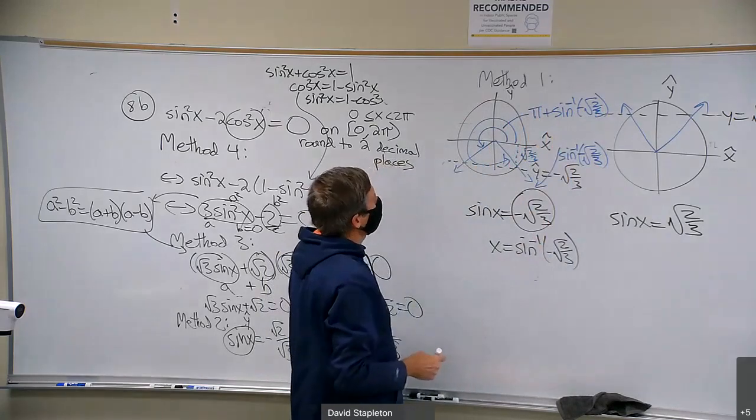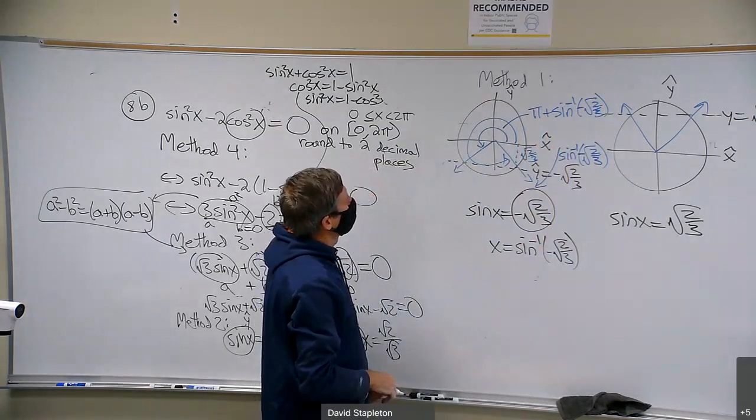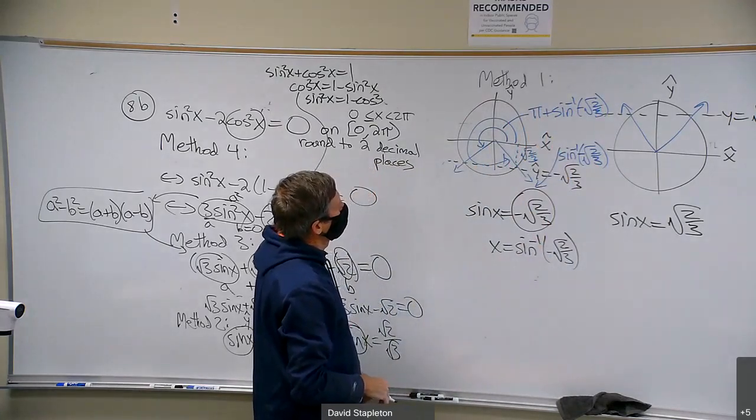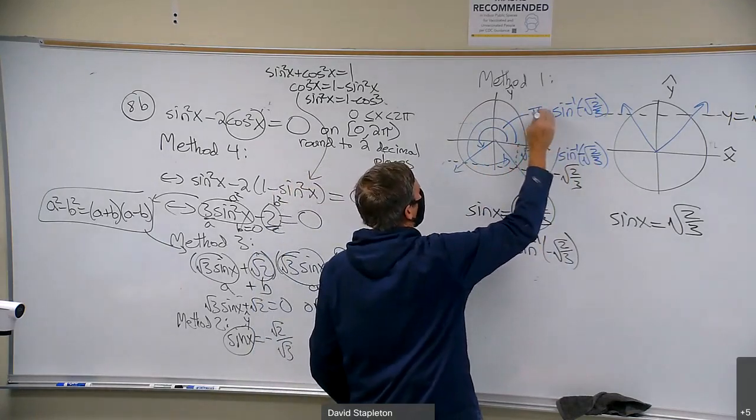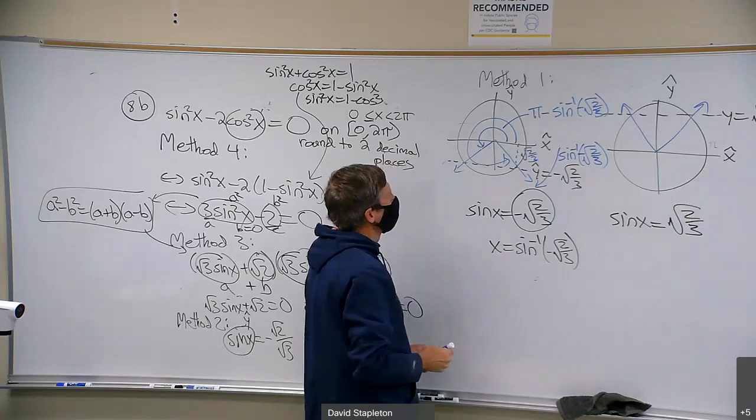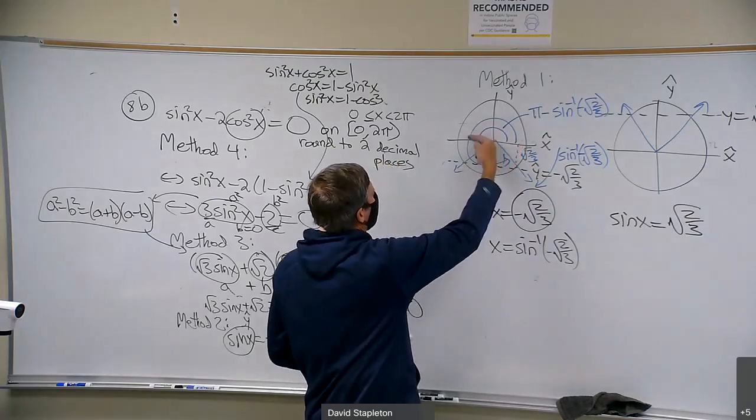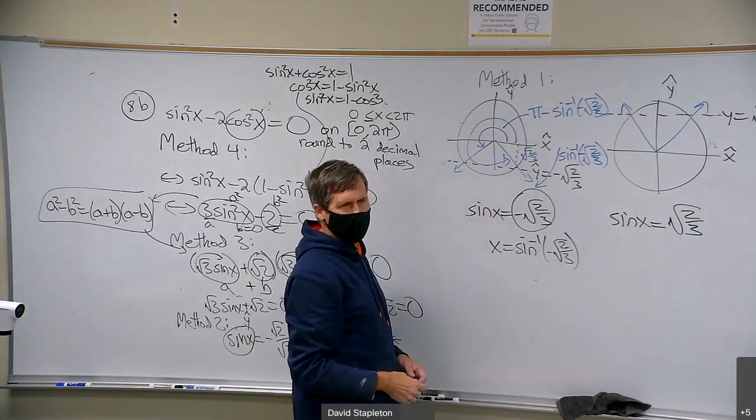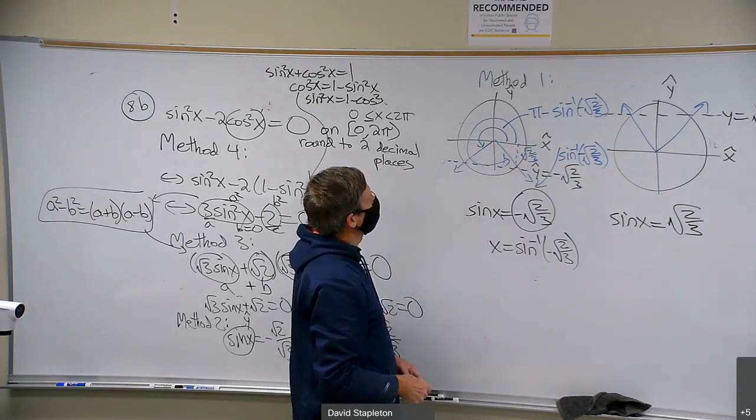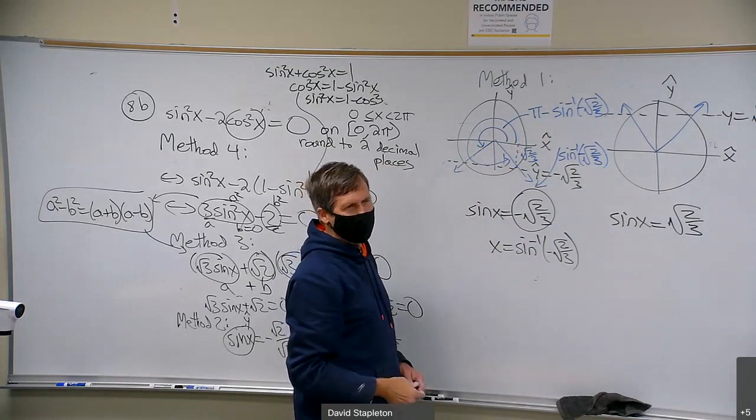What? Why would it be added, right? I'm sorry, sine minus. Why would it be subtracted? Don't I want to add it? Don't I want to take pi and add arcsine of minus square root 2/3? Why do I subtract it? Tricky questions, huh?